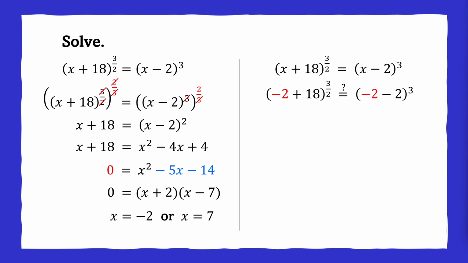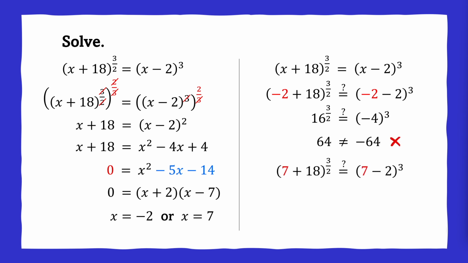Substituting negative 2 for x and simplifying the equation gives us 16 to the power of 3 halves equals negative 4 cubed. The exponent 3 halves means take the square root and then cube the result. The square root of 16 is 4, and 4 cubed is 64. Negative 4 cubed is negative 64. Remember, an odd exponent keeps a negative sign. This gives us a false statement.